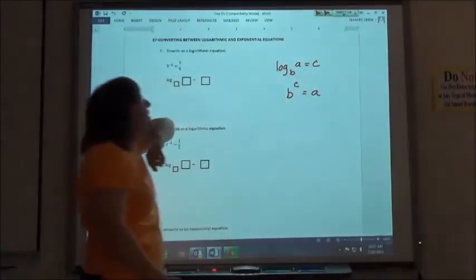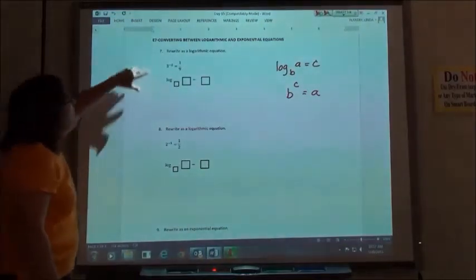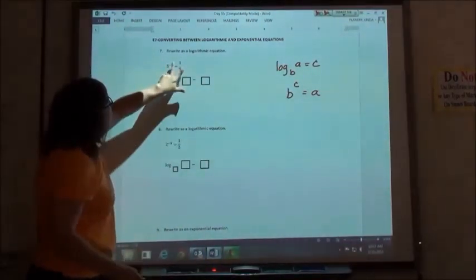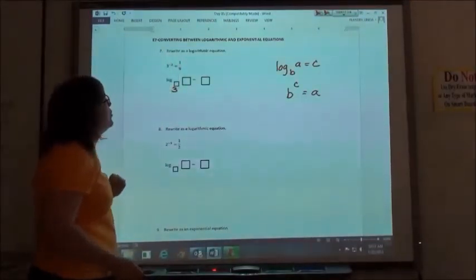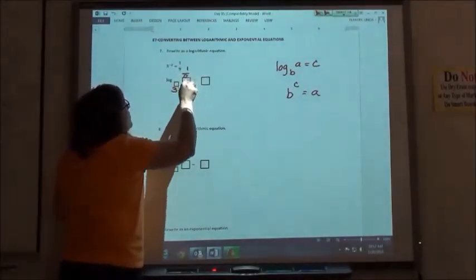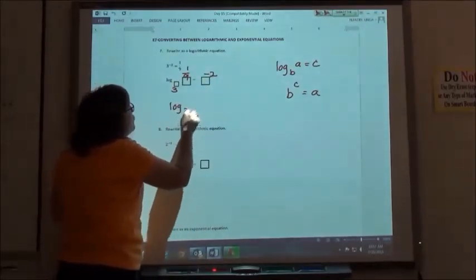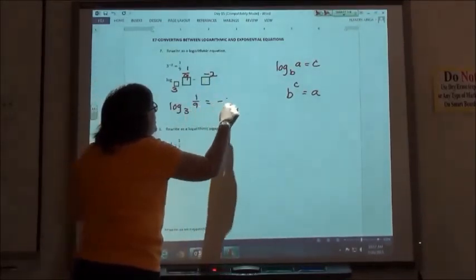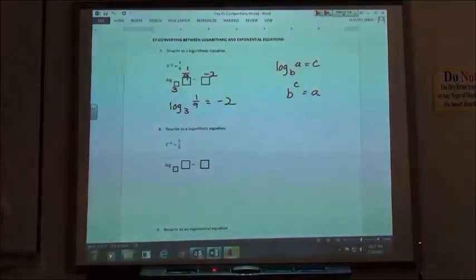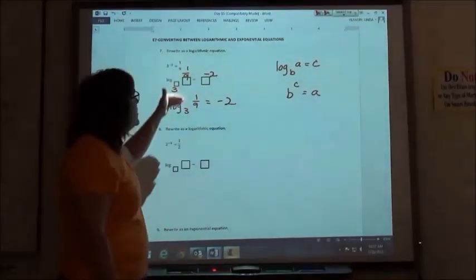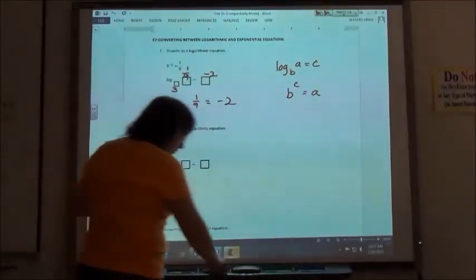My base stays the same. So if I look at this, my base is 3, so log base 3, and then I'm going to switch the exponent and the answer around. So the 1/9 goes here and the negative 2 goes here. So log base 3 of 1/9 ends up being equal to negative 2. Later on we'll figure out how to calculate that and we'll actually find the answer. But at this point they just want you to get comfortable rearranging.